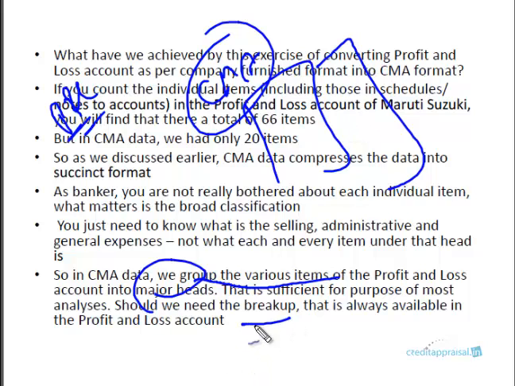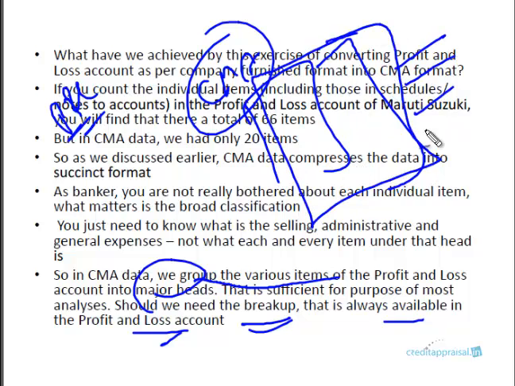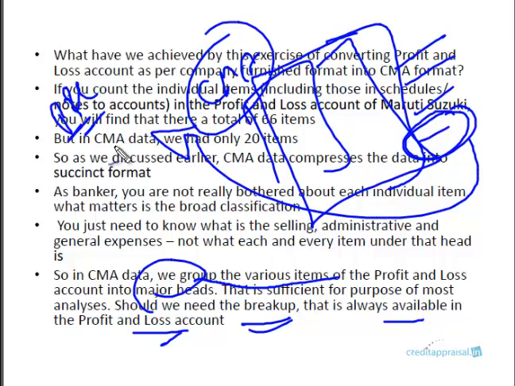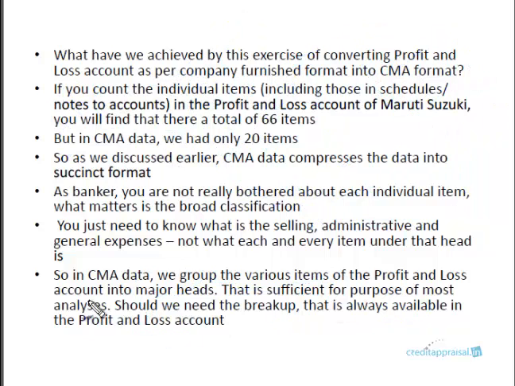If you need the breakup, it is always available in the P&L account, because the P&L account is submitted to you. As a banker, the company provides the P&L account to you. So you will convert that into CMA data. You have the major heads. But if somebody asks you what is the breakup, if your superior, if your boss asks you why this amount is so high, you can always go to the P&L account and explain. Because this is a standard format, you club the figures under these major heads. Should you require the breakup, this is readily available in the P&L account. So you need not worry about the breakup. So in CMA data, we group the items into major heads. This is the purpose of CMA data.